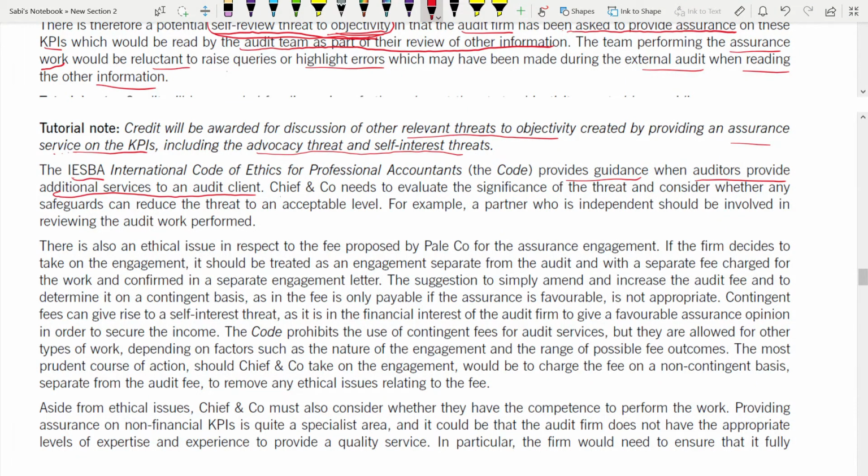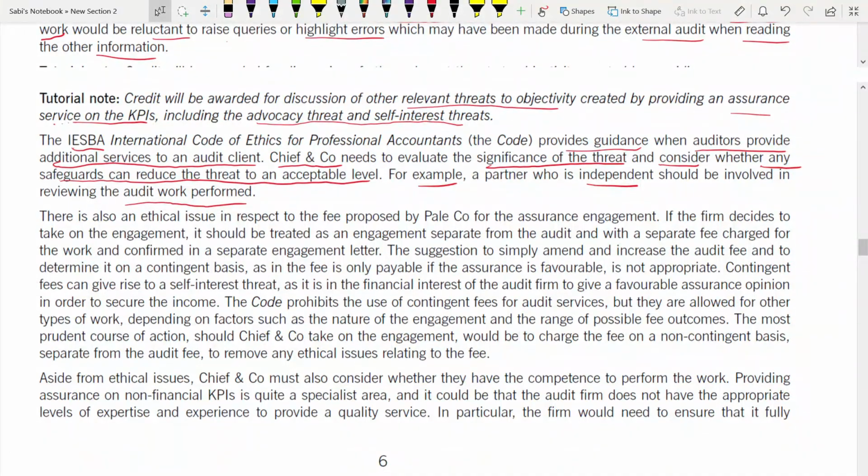So the firm and the company need to evaluate the significance of the threat and consider whether any safeguard can reduce the threat to an acceptable level or not. You always have to see this: what is the significance of the threat and are there any safeguards to reduce it to an acceptable level. For example, a partner who is independent should be involved in reviewing the audit work performed, because this reduces the significance of the threat.